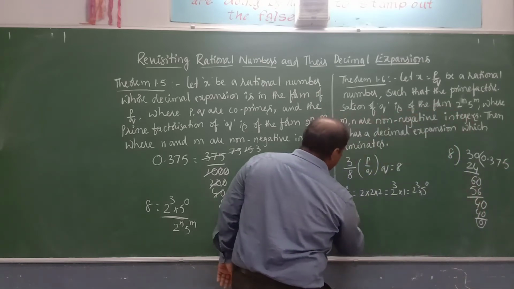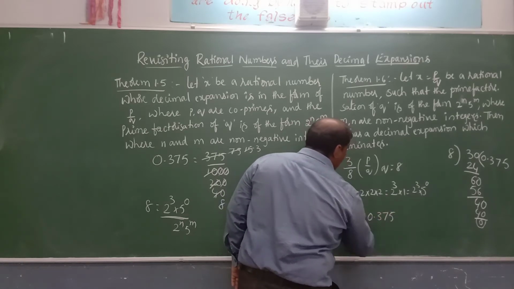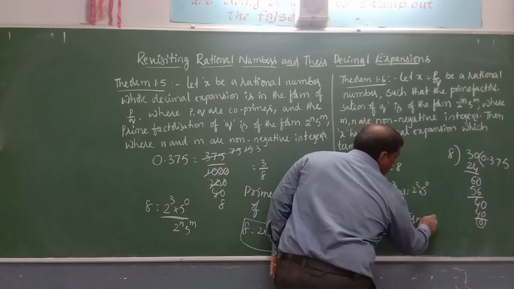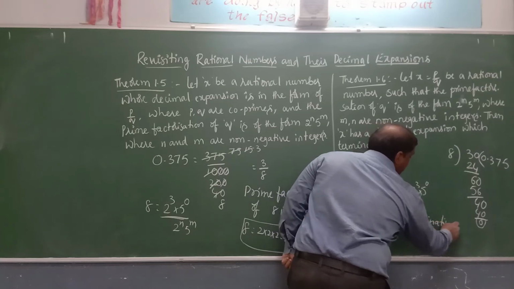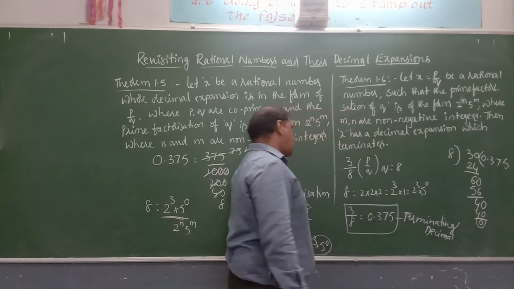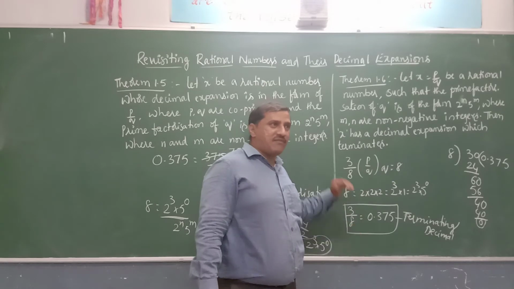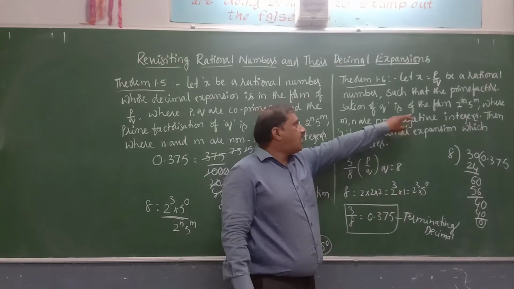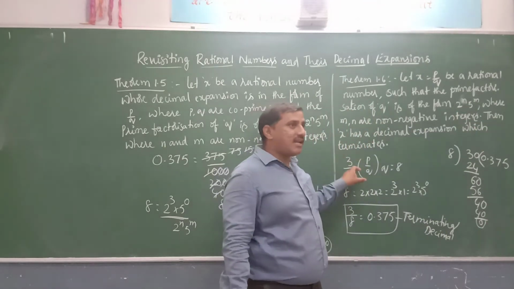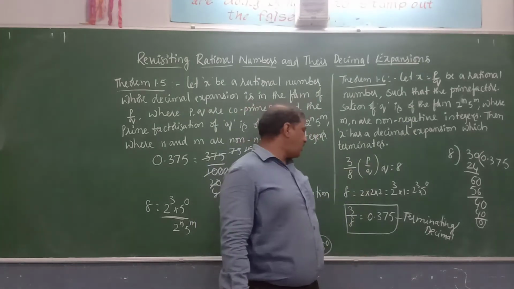Therefore, the decimal expansion of 3 by 8 is equal to 0.375, which is a terminating decimal. So if a rational number is in the p by q form, and the prime factorization of q is in the form of 2 to the power of n into 5 to the power of m, then that rational number's decimal expansion is terminating. An example we have discussed here.